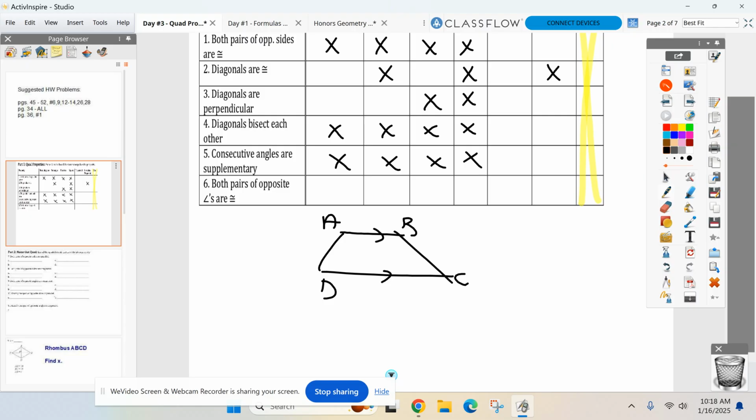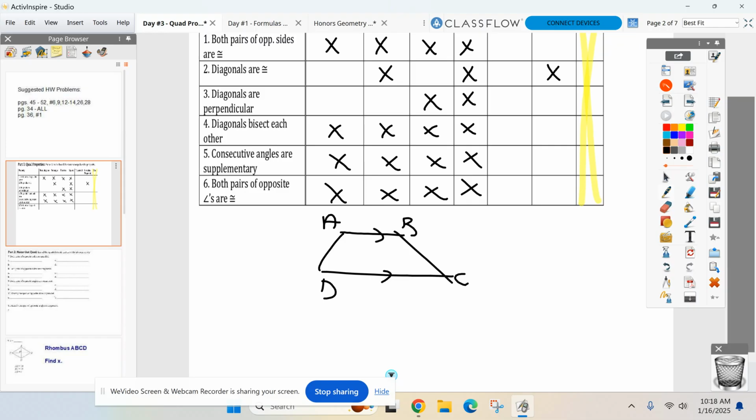Okay, the base angles are equal. All right. Both pairs of opposite angles congruent. Parallelogram? Trapezoid? Nope. How about isosceles trapezoid? Nope. So that's it. Okay, we good there? Any questions before going over one more? I got one more thing here with the properties.